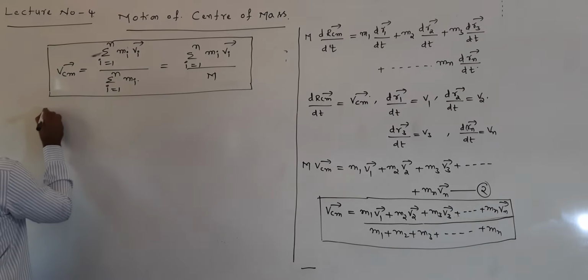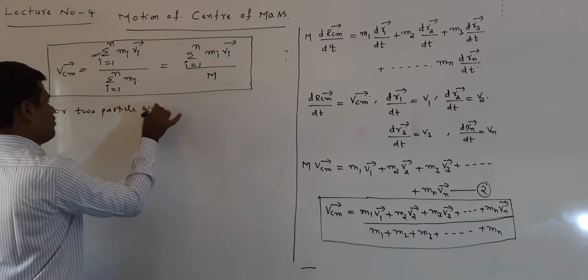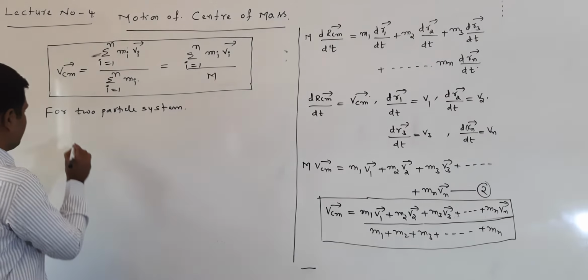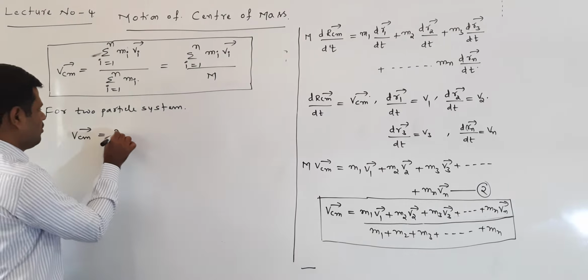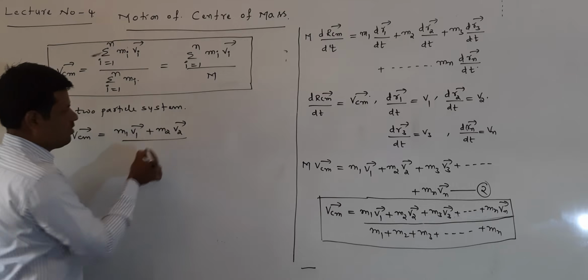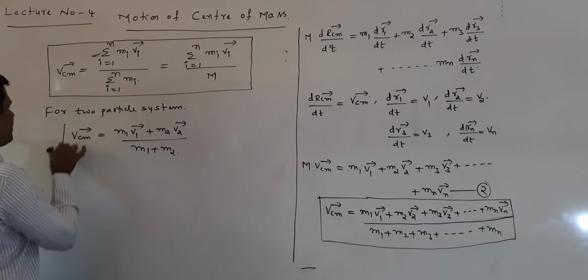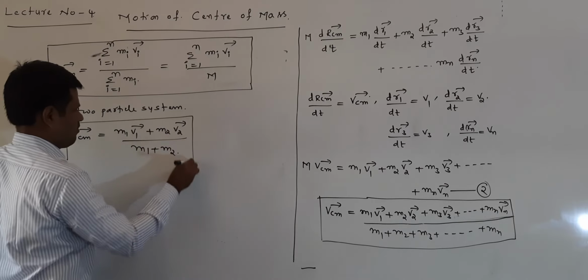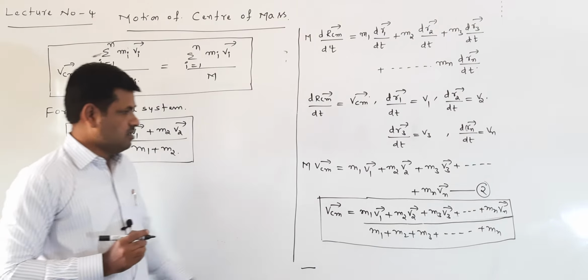For a two particle system, the velocity of center of mass Vcm bar is equal to m1 v1 bar plus m2 v2 bar by m1 plus m2, only two particles. This is the formula for the two particle system. Right.